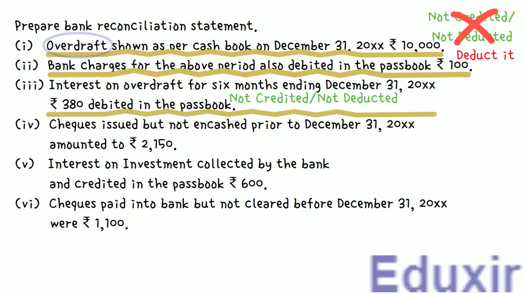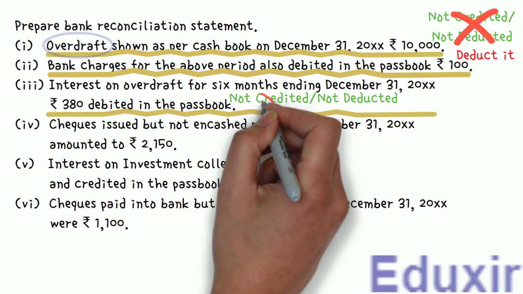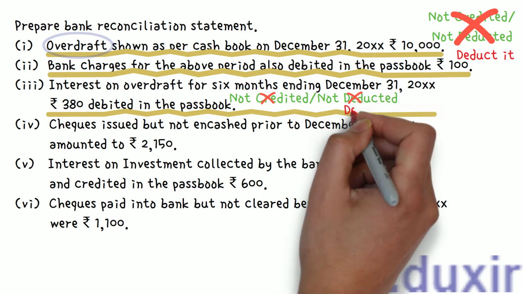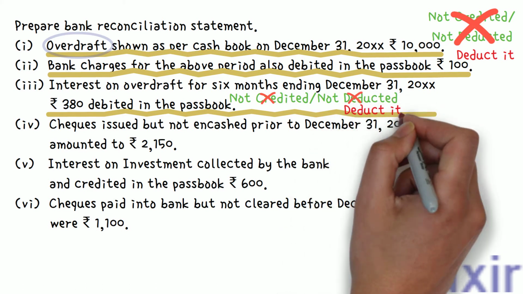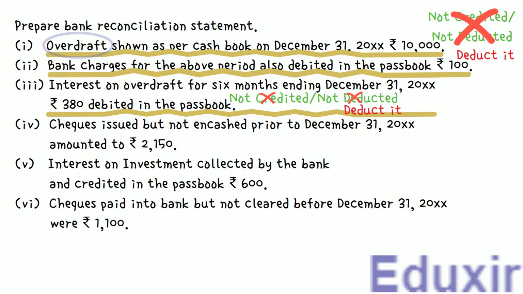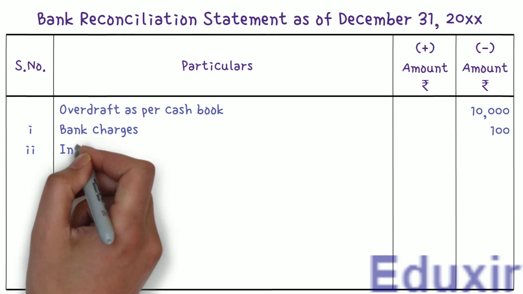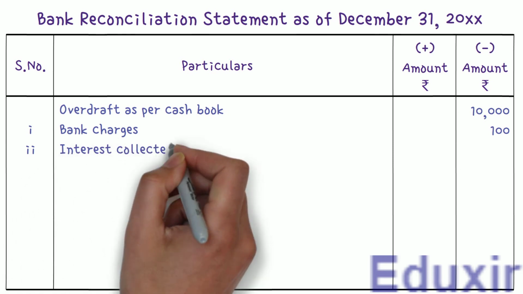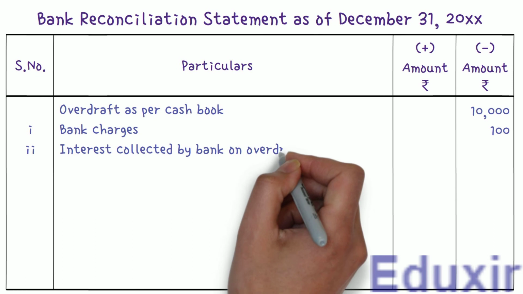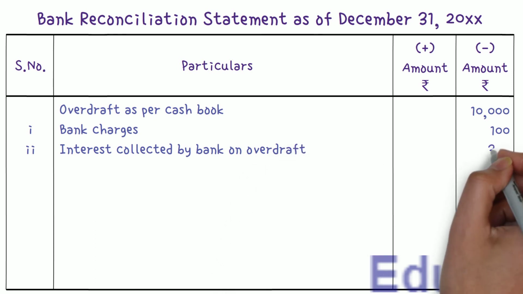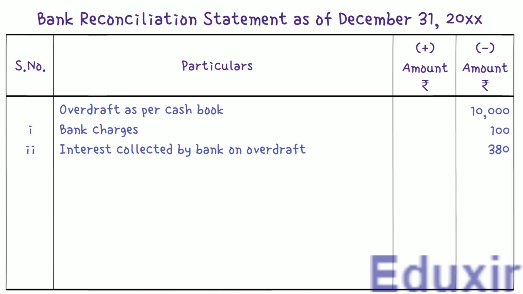So, obviously, there will be a difference between the business cash book and the bank passbook. So, we need to deduct this interest amount from the cash book balance to get the passbook balance. With this analysis at our disposal, let us now proceed with the recording of these details into the bank reconciliation statement. Let us first write the serial number. Let us then write the particulars as interest collected by bank on overdraft. Let us now write this amount of 380 rupees in the minus amount column. That completes the recording of these details into the bank reconciliation statement. Let us now take up the next details.